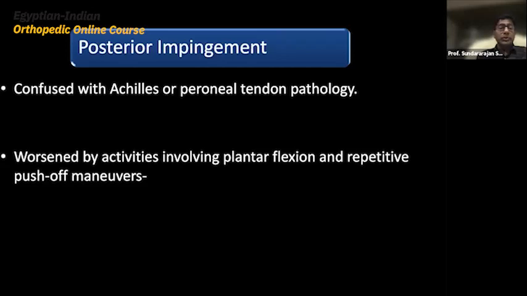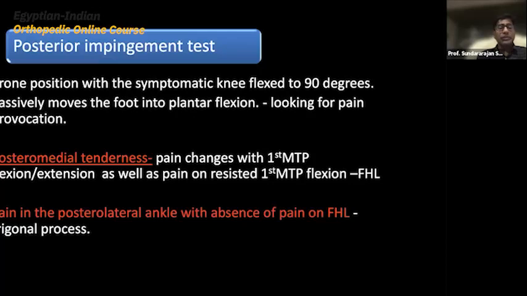Make sure that you are ruling out any Achilles or peroneal tendon pathology that can be confused with posterior impingement. Usually this is worsened with plantar flexion, unlike anterior impingement, which is worsened with dorsiflexion. Repeated push-off or plantar flexion movements can cause pain in the posterior impingement test. As already said, in prone position with the symptomatic knee flexed to 90 degrees, passively move the foot in plantar flexion and look for pain provocation.